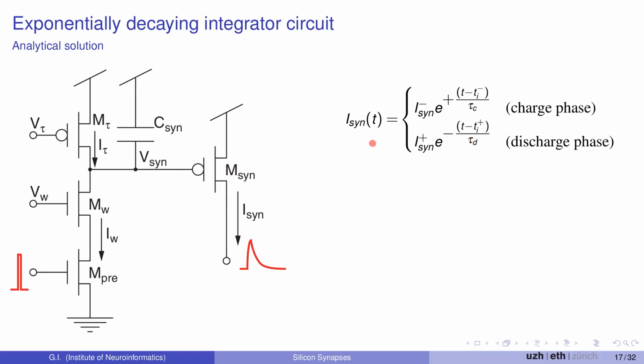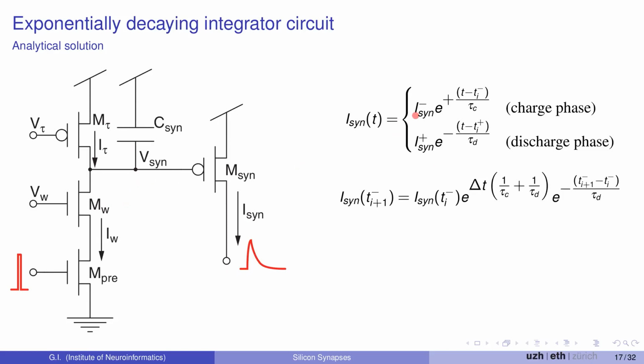And the discharge phase is actually charging up the capacitor, but it's actually reducing back the current, because if V sin goes to VDD, VGS goes to 0, and so the current goes to 0. So the discharge phase is when we have only I tau, and the charge phase is when we have IW minus I tau, and we are assuming that IW is greater than I tau, so we really discharge the current on the capacitor.